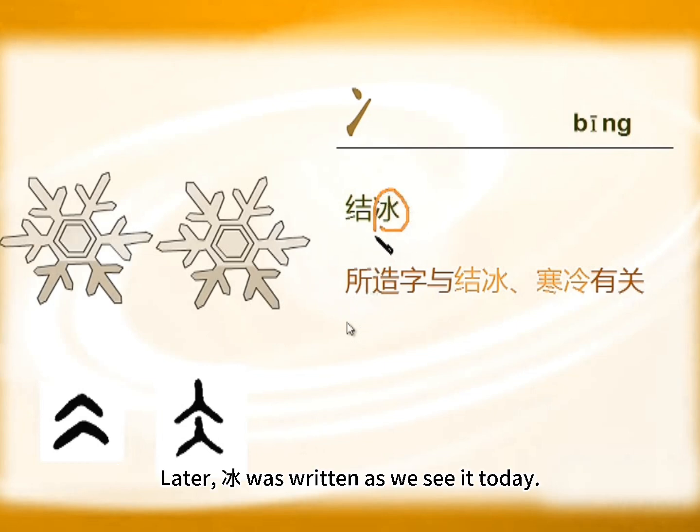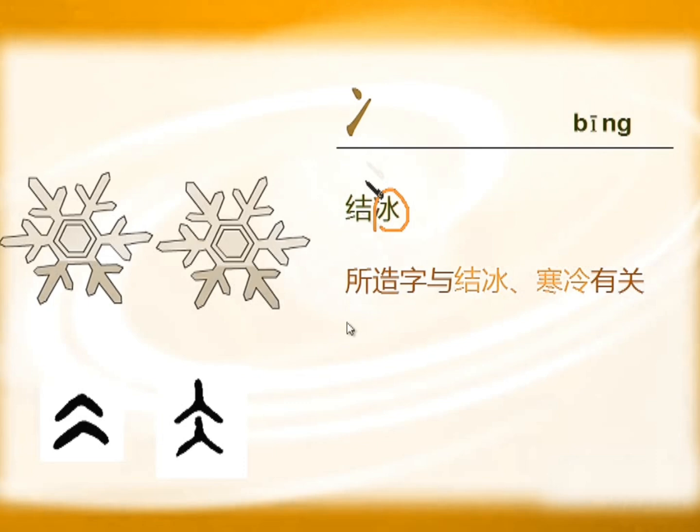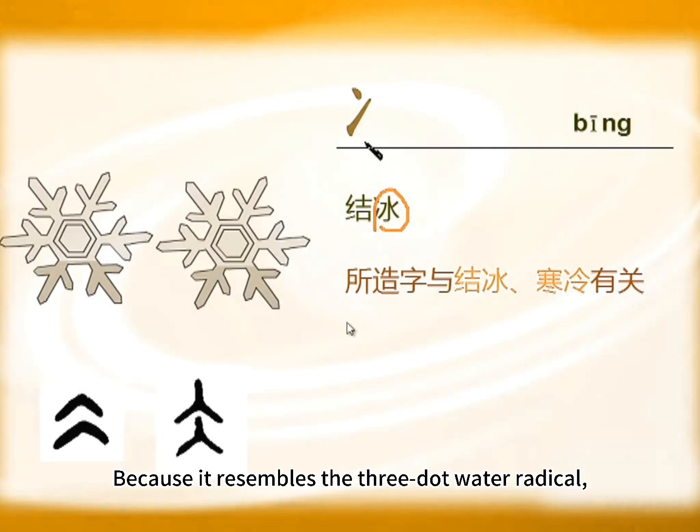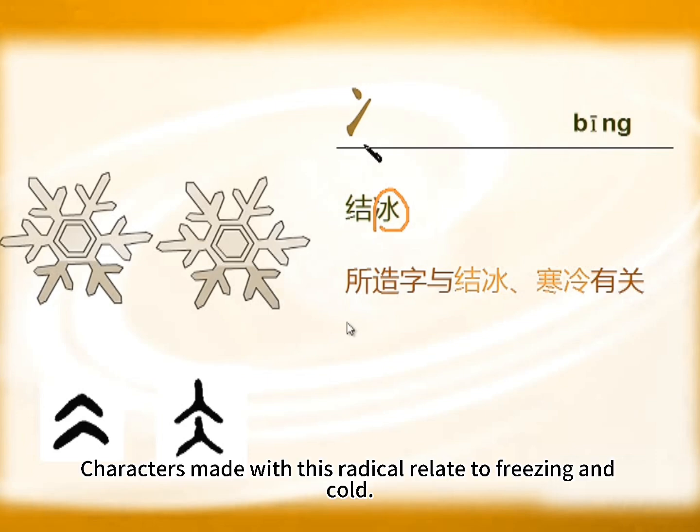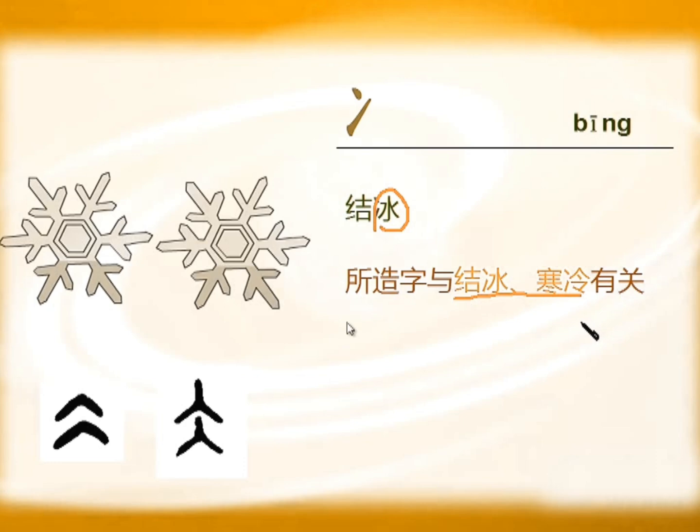Later, bīng was written as we see it today. As a radical, it's often written as two dots, placed on the left side of characters, because it resembles the three-dot water radical. It's called the two-dot water radical. Characters made with this radical relate to freezing and cold. There aren't many characters with this radical. Let's look at a few typical examples.